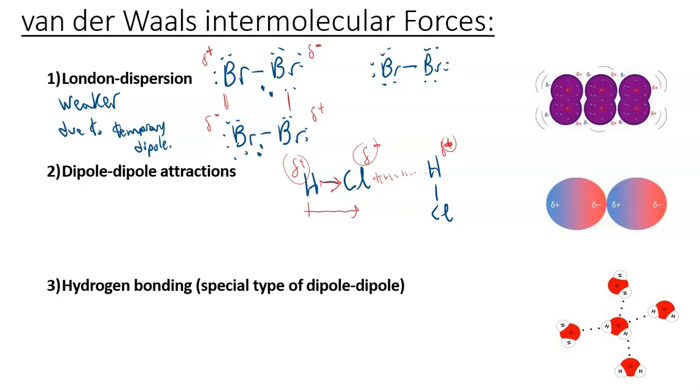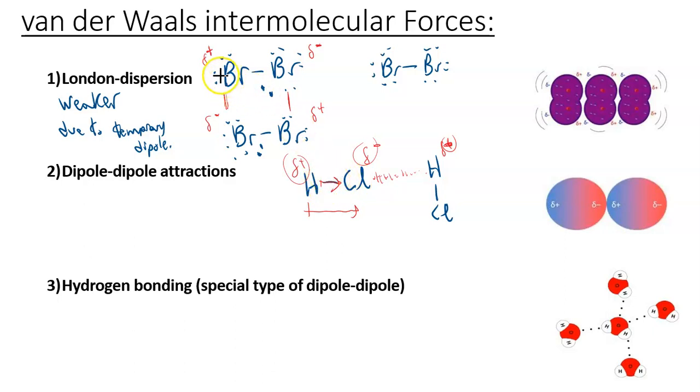And this is a stronger one here. We can see this picture here. So the partial negative is attracted to the delta positive of another molecule. And this is going to be stronger because this dipole never goes away. So even though the electrons move around, the electronegativity difference of each atom sets up a permanent dipole. So there's always going to be a partial positive on this hydrogen. There will always be a partial negative on this chlorine.